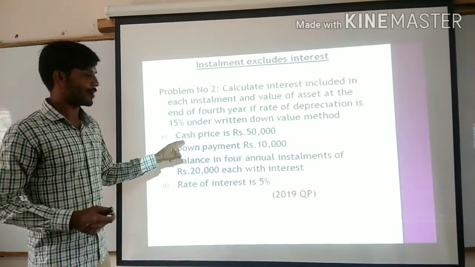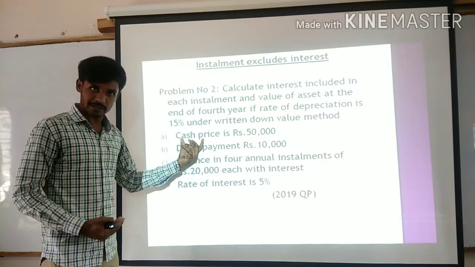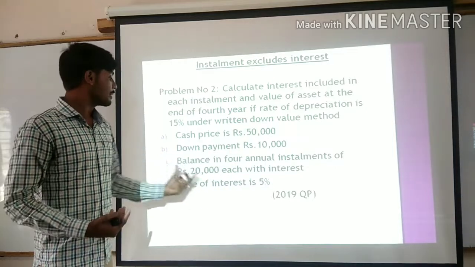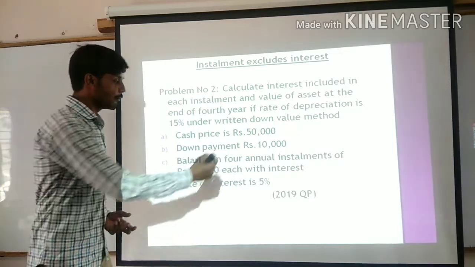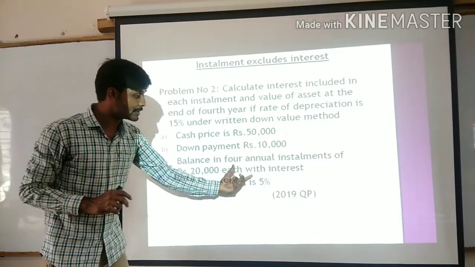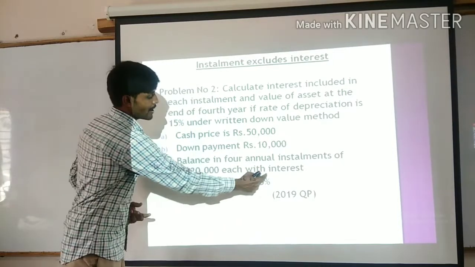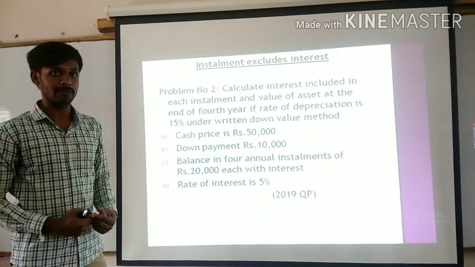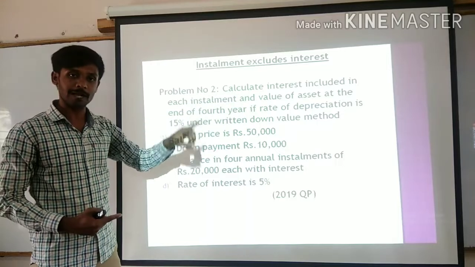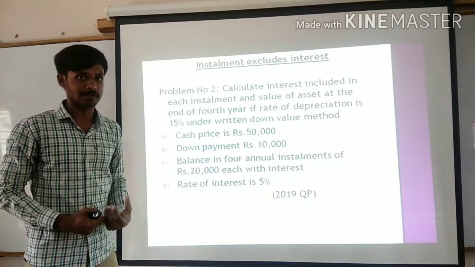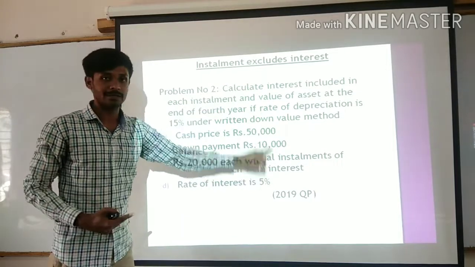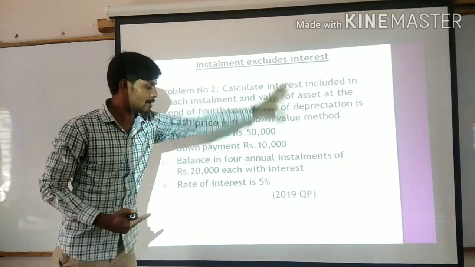First, they have given certain values. The cash price they have given is 50,000 rupees. The down payment is 10,000. Next, the balance is to be paid in 4 annual installments of rupees 20,000 each with interest. Here, the word "with" is very important. That means "with" in the sense of plus, together, or along with interest. That kind of meaning it gives. So the installment excludes the interest.